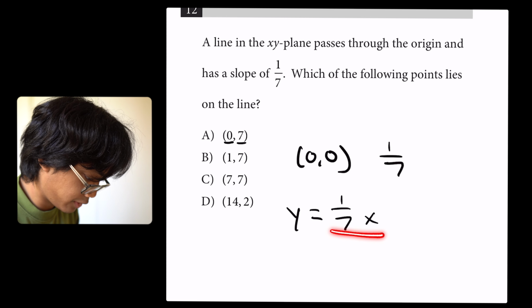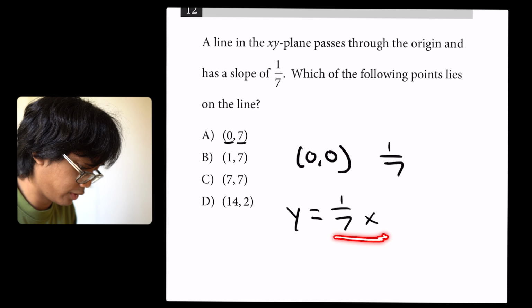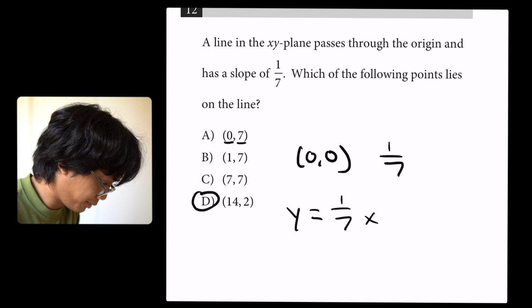So 0 times 1/7 is not 7. 1 times 1/7 is not 7. 7 times 1/7 is 1, not 7. 14 times 1/7 is 2. So this is going to be D.